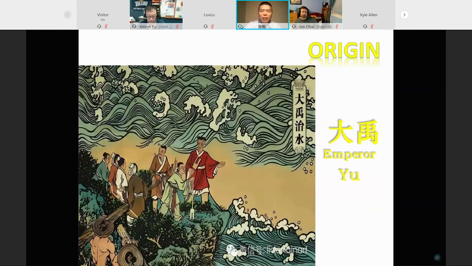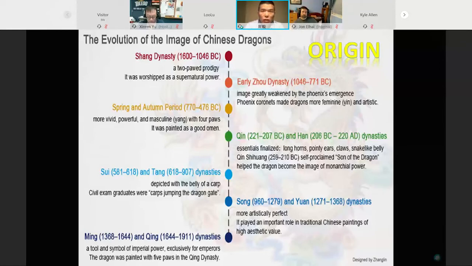So they are benevolent creatures that help human beings, because dragons help us solve problems and difficulties, and try to protect human beings, protect Chinese people from natural disasters. You can see the chart here.